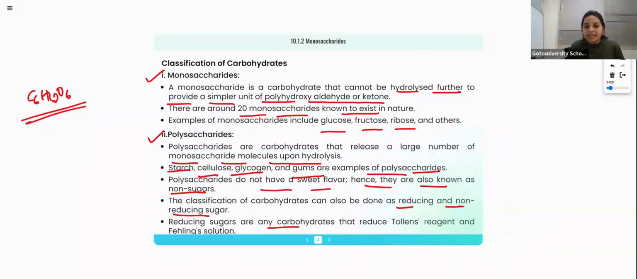Any carbohydrates that reduce Tollens reagent and Fehling solution. You remember the Tollens test and Fehling test, right? What do you mean by Tollens reagent? That is ammoniacal silver nitrate solution, right? In the chapter aldehydes and ketones, we discussed the Tollens test and Fehling test. Tollens reagent means ammoniacal silver nitrate solution.